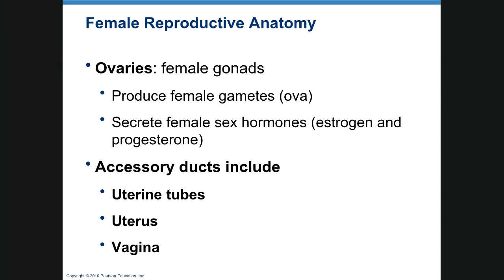Okay, the female reproductive anatomy. The ovaries are your female gonads, and they produce gametes, also known as ova or oocytes. And they produce the female sex hormones, estrogen and progesterone. The accessory ducts include the uterine tubes, also known as fallopian tubes, also known as just tubes, the uterus, and the vagina.